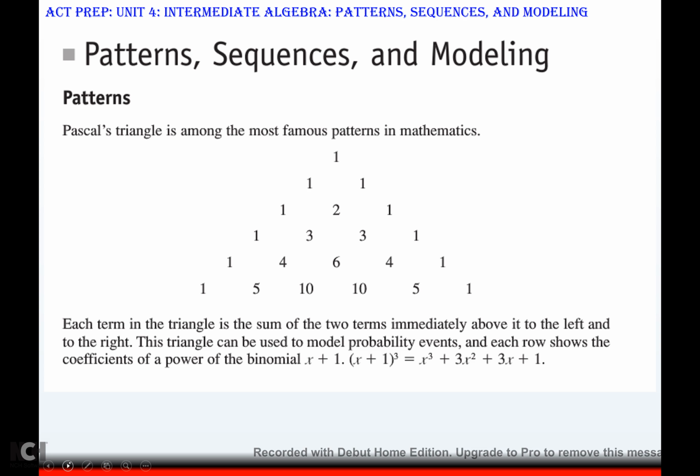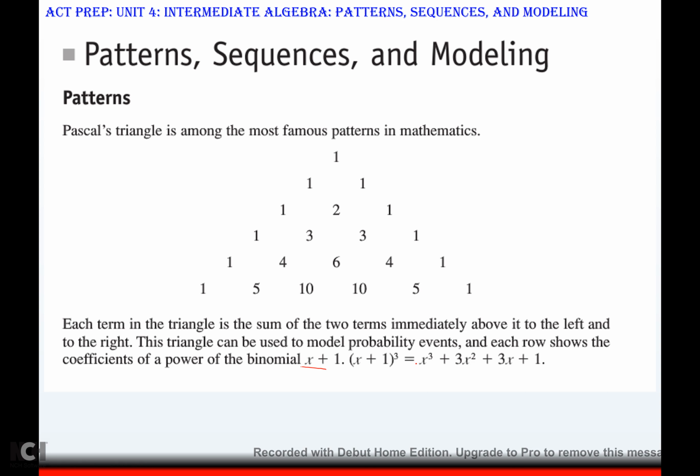Pascal's triangle is among the most famous patterns in mathematics. Each term in the triangle is the sum of the two terms immediately above it to the left and to the right. This triangle can be used to model probability events, and each row shows coefficients of a power of the binomial x plus 1 cubed. So Pascal's triangle is used to expand binomials.